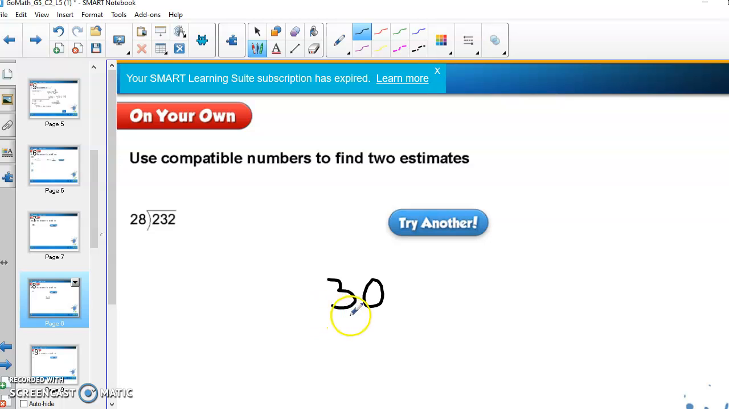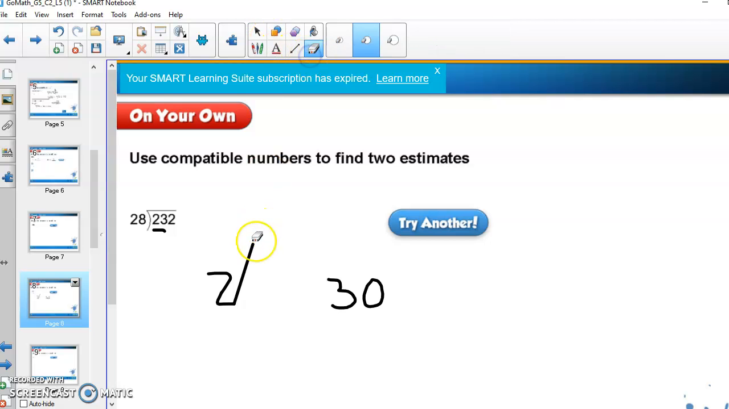And now right away I'm thinking, all right, well, I need a multiple of 3. What multiple of 3 is closest to 23? Let's count in multiples of 3. 3, 6, 9, 12, 15, 18, 21. 21 is really close. So let's round 23 to 21. 23 will change to 21.